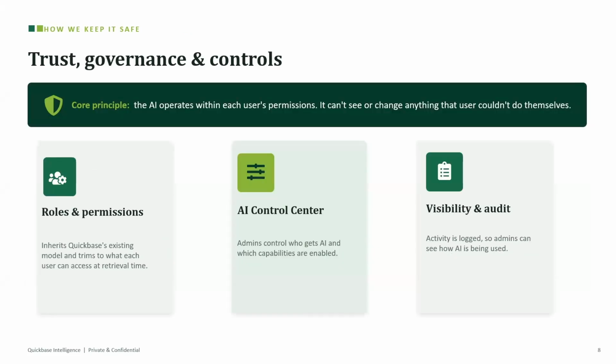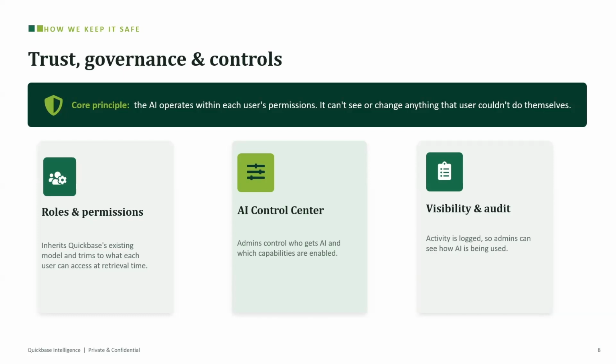Another core principle is the fact that AI operates only with each user's permissions. It cannot change or see anything that the users wouldn't do themselves. I put an emphasis on impact and ease of use, but we never forget about roles and permissions, about the fact that we need to log activities so admins can see how AI is being used.